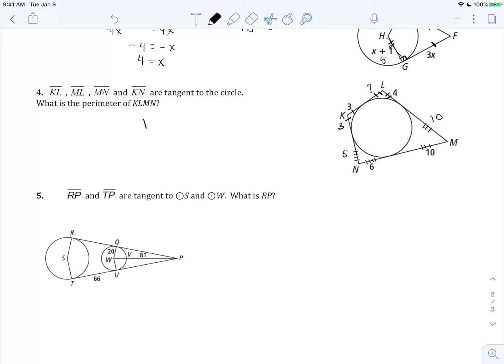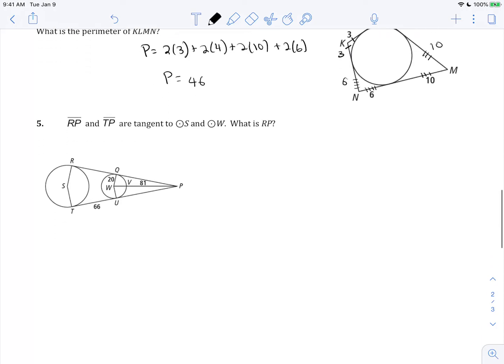So to get the perimeter, I can do 2 times 3 plus 2 times 4 plus 2 times 10 plus 2 times 6. And I'd calculate all that, and I'd find out that the perimeter is 46.